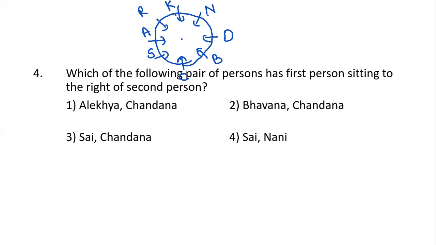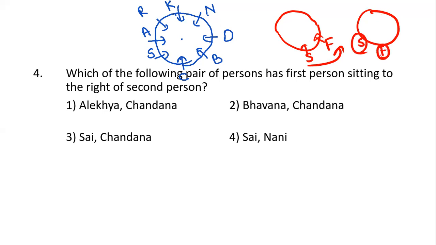Which of the following pairs of persons has the first person sitting to the right of the second person? Generally, this is the arrangement, guys. So, this is a circular arrangement that we have. First person sitting to the right of the second person means the second person should be here and the first person should be here. Yes or no? Then only we can say the first person is sitting to the right of the second person. Am I right, guys? Yes. The first person is sitting to the right of the second person. Okay. Usually you will check like this.